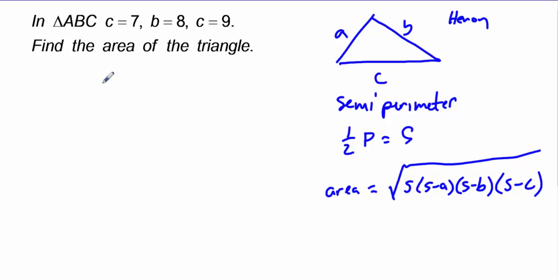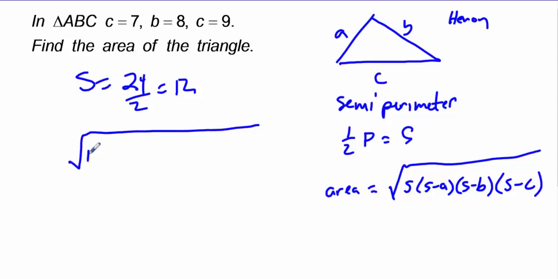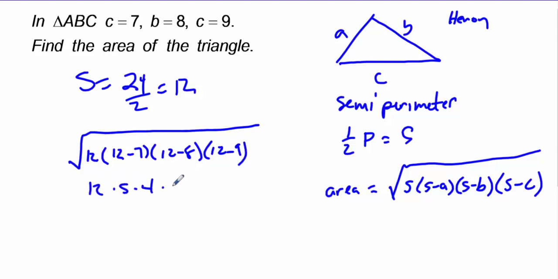So this is just a plug and chug problem. We know we have the semi-perimeter of 24 over 2, or 12 in this case. So then if I want the area, I take 12 times 12 minus 7 times 12 minus 8 times 12 minus 9. Grind all that out. That's 12 times 5 times 4 times 3. Square root it, and that gives you the area.